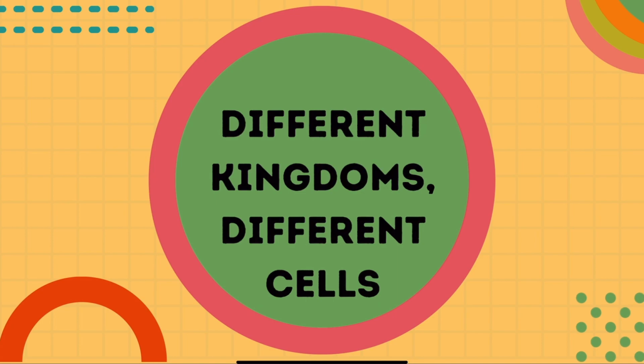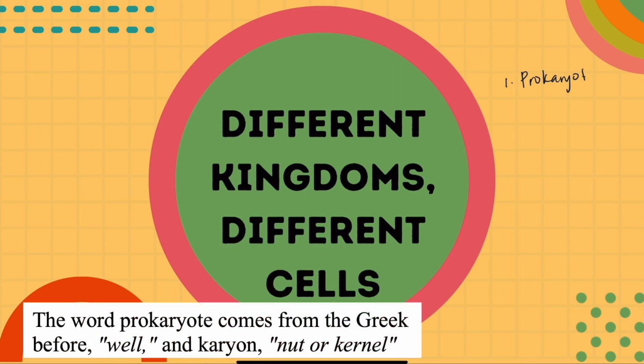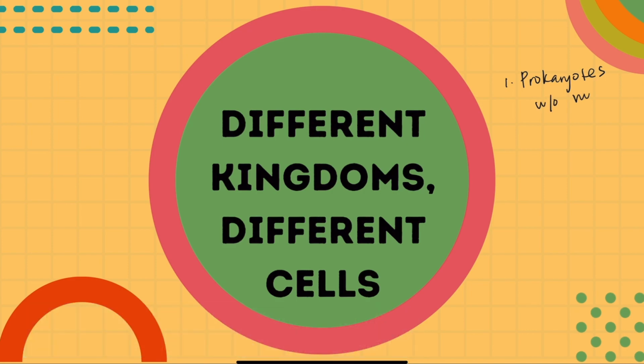Different kingdoms, different cells. We learned about 5 different kingdoms from the previous chapter, and that includes your plants, animals, fungi, protoctists, and protists. All these groups can actually be divided into two for their cell structures. First group is known as prokaryotes. Prokaryotes are groups of animals, or cells rather, without nucleus.